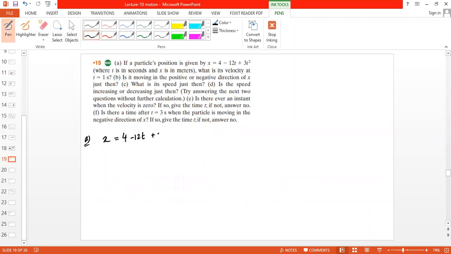And in part A, they are asking me to find out the velocity of the object at time t equal to 1 second. So velocity is defined as what? d/dt of x. That means d/dt of 4 minus 12t plus 3t squared. So velocity is equal to... If we differentiate 4 with respect to time, there is 0. Minus 12t differentiation will give us minus 12. And for 3t squared, if I differentiate it, it is like 6t. I think all of you know this kind of easy differentiation, right?